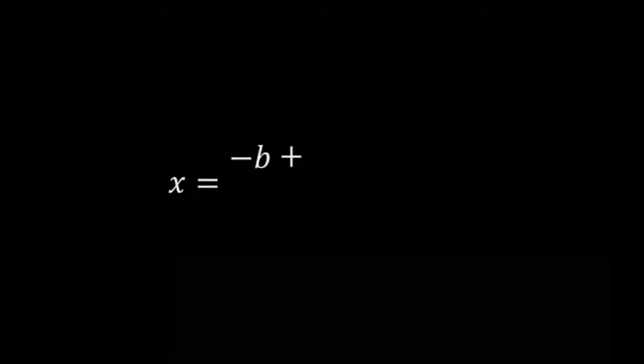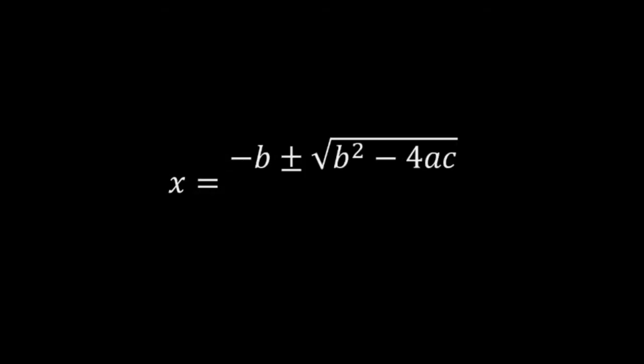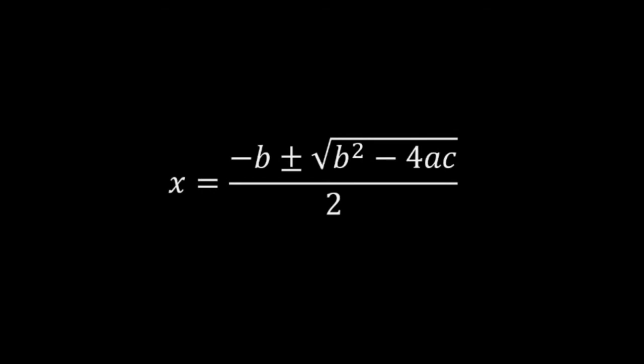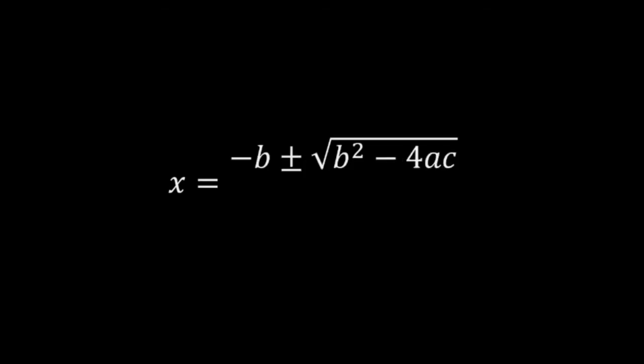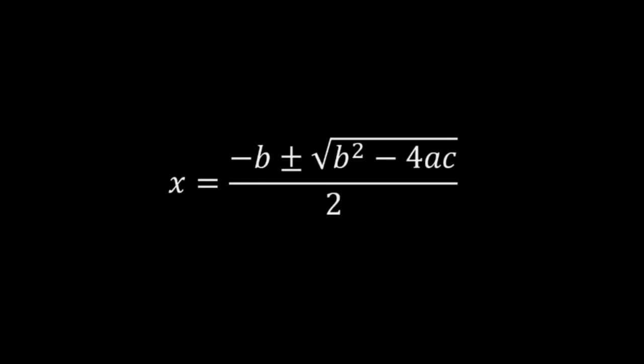X is equal to negative b plus or minus the square root of b squared minus 4ac all over 2a. So now I hope you have that stuck in your head forever.